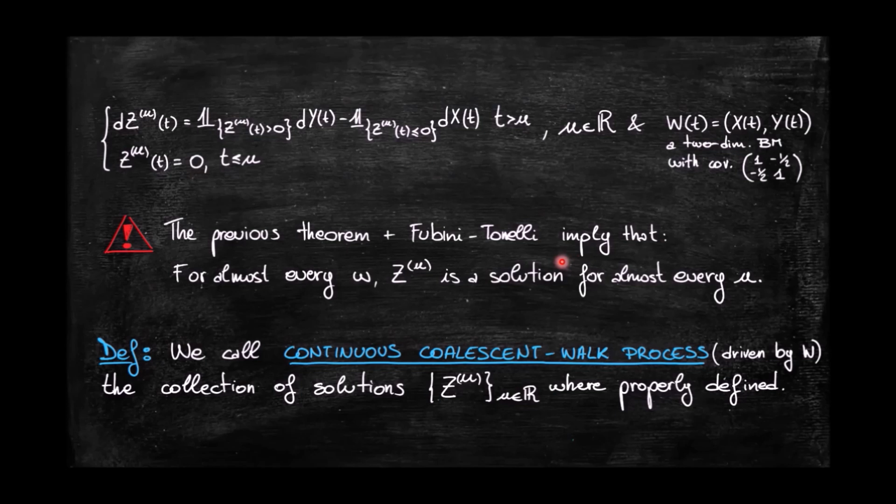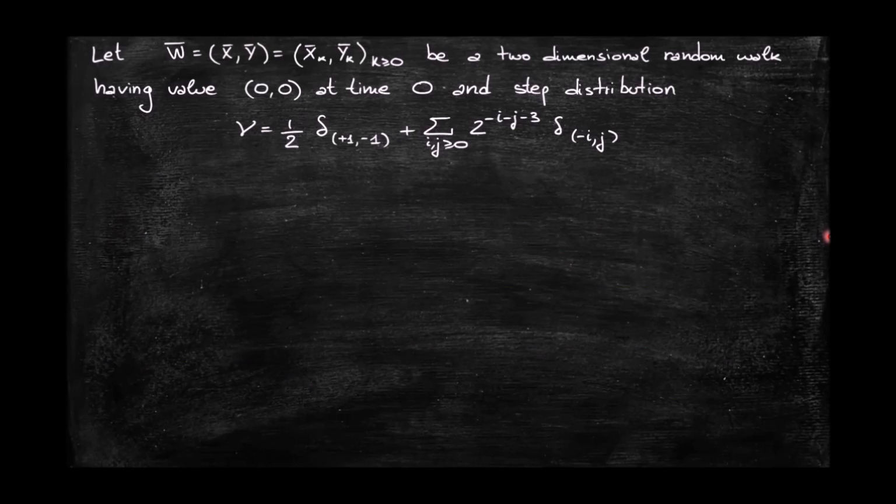And this is our scaling limit for Coalescent-Walk processes. So let me show this result. We consider a two-dimensional random walk W bar that is starting at time 0 at the origin and with step distribution given by the following expression that is not relevant for our talk.